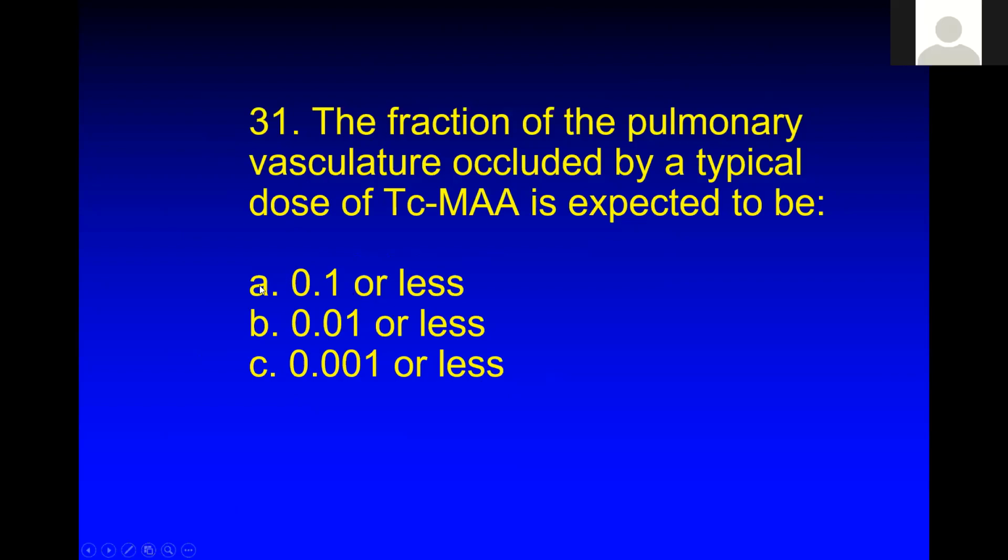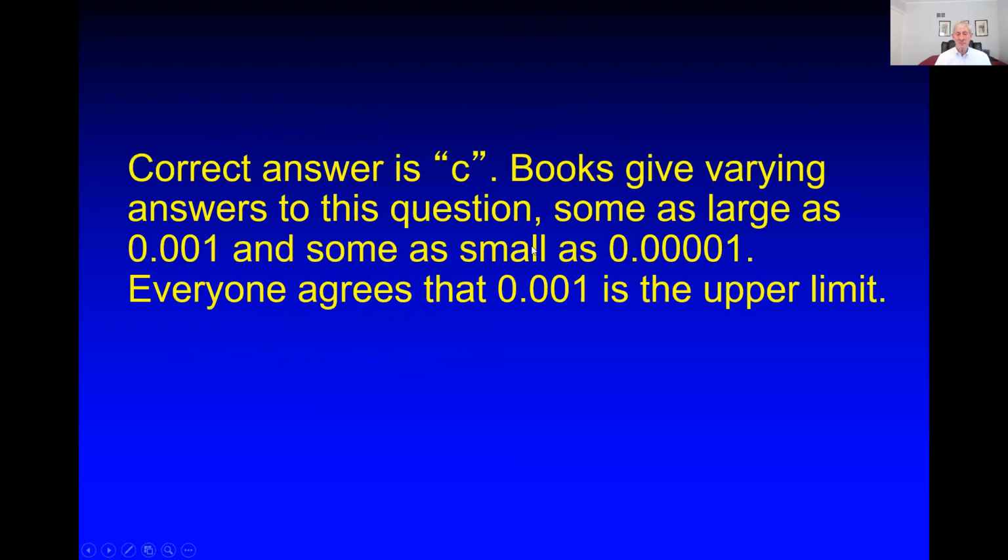A would be the percent. 0.1% is the same as a fraction of 0.001. But the question asks the fraction. Fraction is 0.001. If it had asked percent, it would have been choice A. Okay.